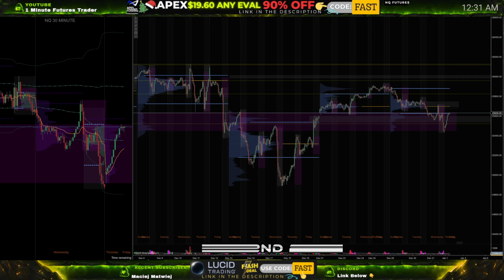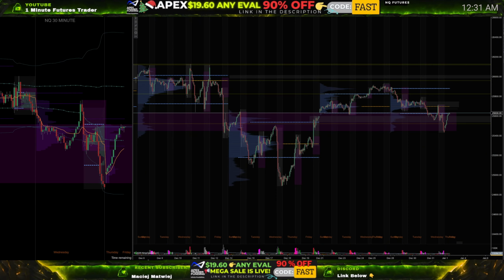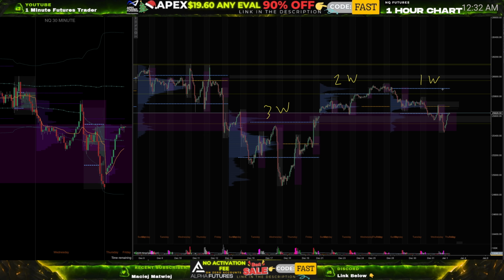We are looking at the NQ 1 hour price action chart, and here is the volume profile for every week. So this is pretty much the first week, this is the second week, and this is the third week. And these blue dotted lines on every week are the value areas at 70%, right? And in the center, the yellow dotted lines are the point of control areas. Here is the point of control.